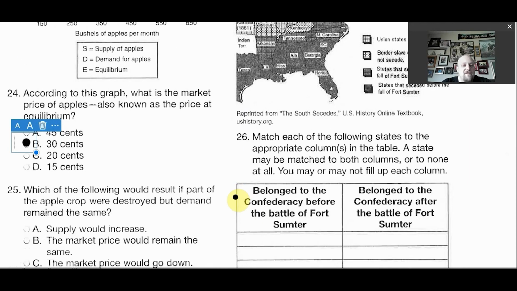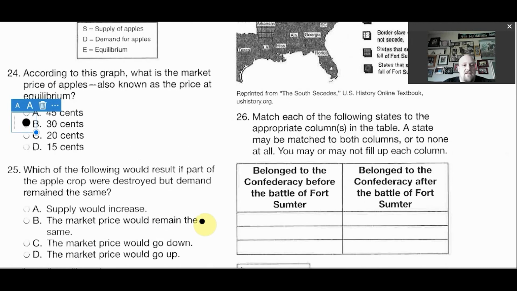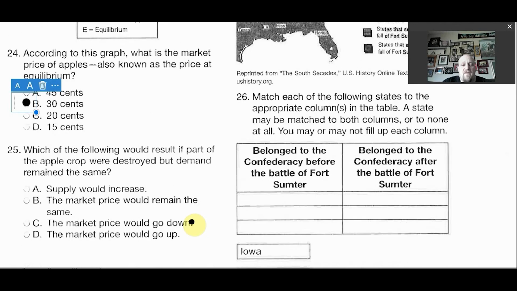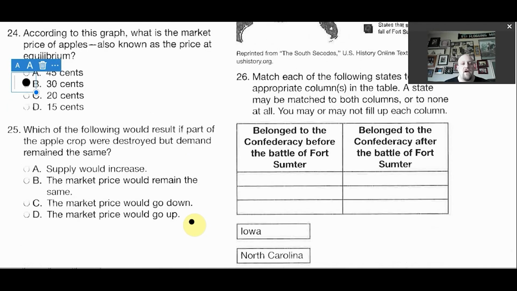Which of the following would result if part of the apple crop were destroyed but demand remained the same? So if part of the apple crop is destroyed, but you still have the same demand, people are going to pay more, and the suppliers are going to charge more for the limited supply. So we don't have equilibrium. So would it be the supply would increase? Probably not, because the crops are destroyed, so you have less supply, more demand. The market price would remain the same.